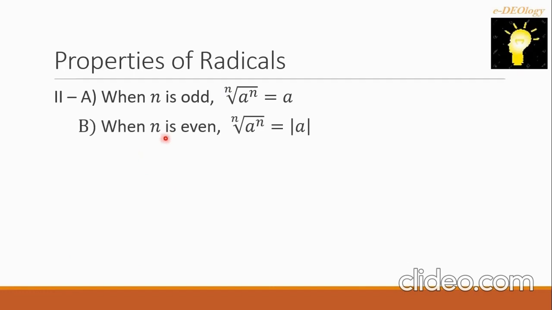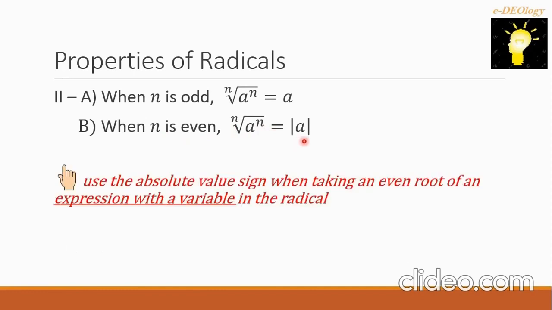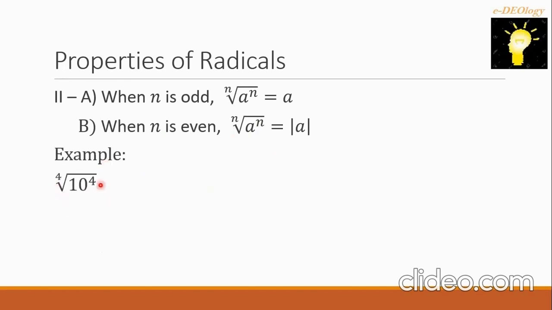What about when n is even? So this is the nth root of a raised to n is equal to the absolute value of a. Take note, we will use the absolute value sign when taking an even root of an expression with a variable in the radical. Example, the 4th root of 10 raised to 4. So this is equal to 10.